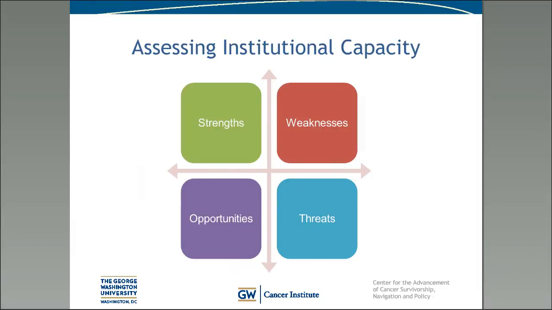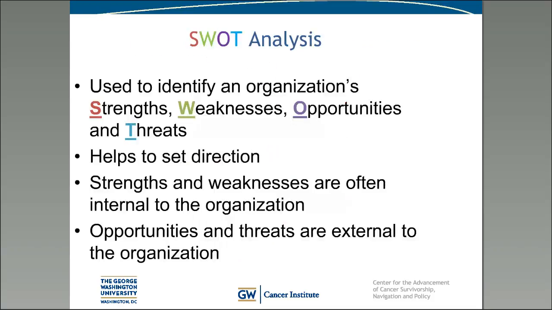So after you know your patient needs, you will need to assess your own institutional capacity to determine what services or needs you're best suited to address. So one tool for this is a SWOT analysis. A SWOT analysis identifies your institutional strengths, weaknesses, opportunities, and threats to help set direction and chart the future course for your program. So typically, the strengths and weaknesses refer to those that are internal to your organization, and the opportunities and threats are external to your organization.